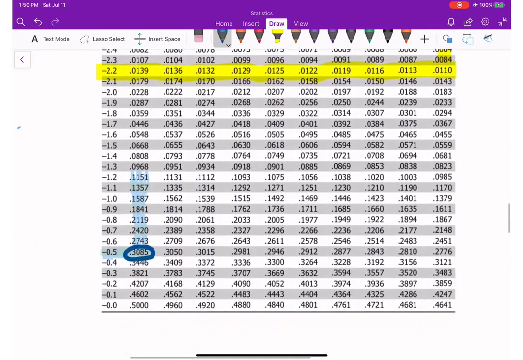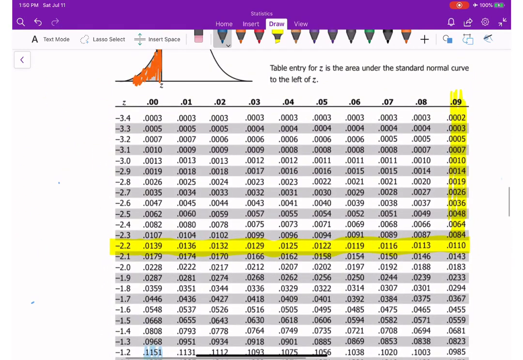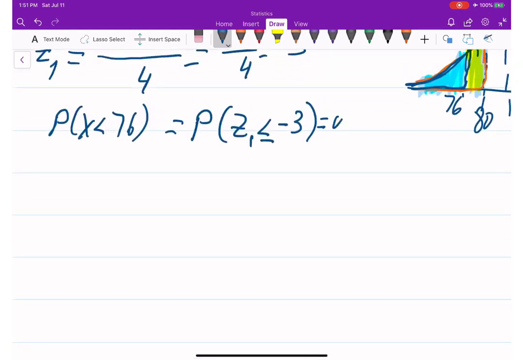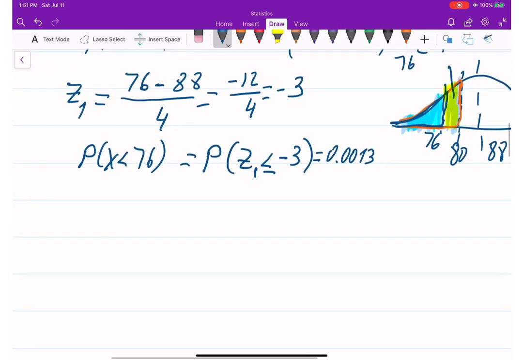Where is our negative 3? Right here, negative 3. Since we don't have any decimal notation, we are taking negative 3.00, and we stop right here at 0, 0. The solution is going to be 0.0013. Okay, next one.